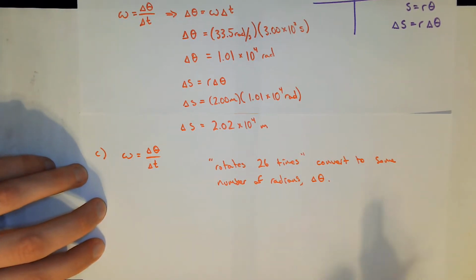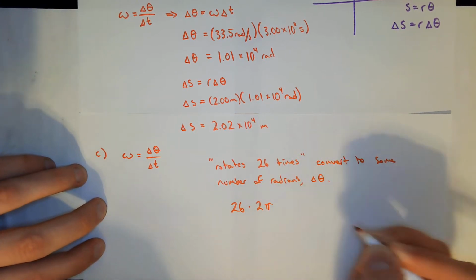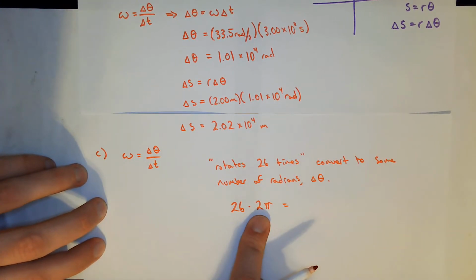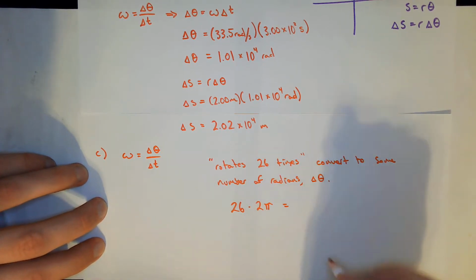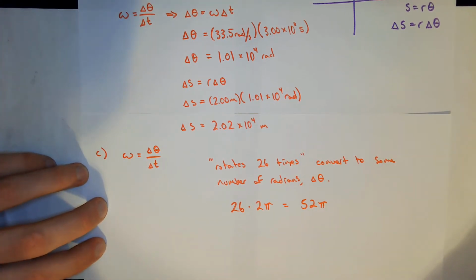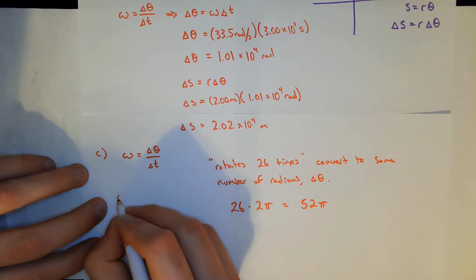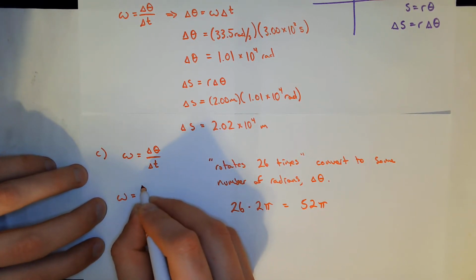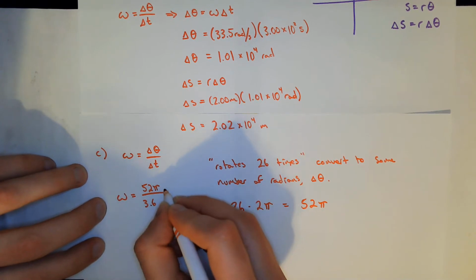Right, it rotates 26 times, that's just going to be 26 times 2 pi, right? Because one rotation is 2 pi, and it's doing that 26 times, so that's 52 pi. And how many seconds? Well, they straight up told us the number of seconds is 3.6. So that means omega here is going to be 52 pi over 3.6 radians.